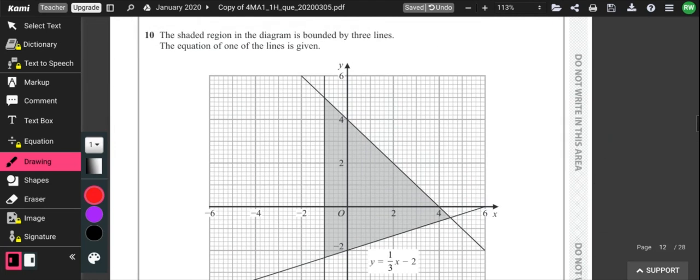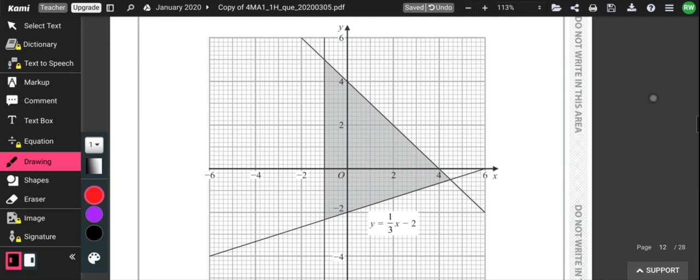Question 10 is an inequality question, and it wants us to write down the 3 that we have here. So if we take the diagonal line at the bottom, which is this one here, then everything is above that line. So we would have y is greater than or equal to a third x minus 2. Everything's to the right of this line here, which is x equals negative 1. So x is greater than or equal to negative 1.